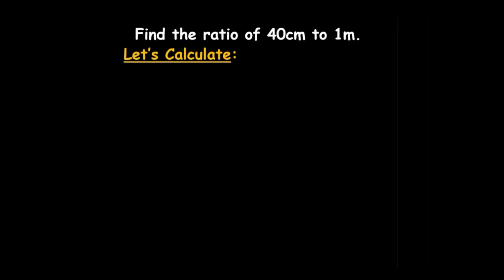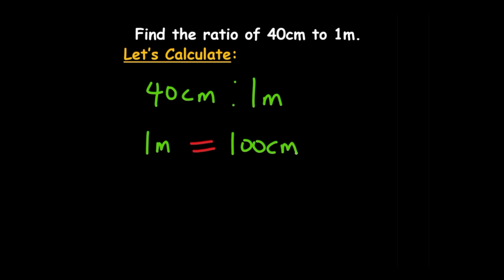Let's find the ratio of 40 centimeters to 1 meter. Convert 1 meter to centimeters. 1 meter equals 100 centimeters. Now we write the ratio. 40 centimeters to 100 centimeters.